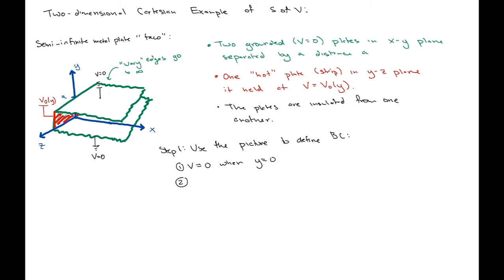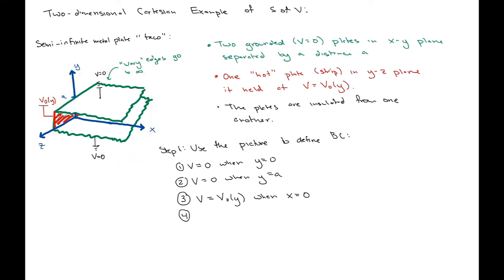Same thing if I go up to this plate here. So if I'm at y equals a, that means I'm somewhere on this green upper plate. So I know the voltage is 0. Okay, that's 2. Here's another boundary condition. I know that the voltage is equal to whatever that hot plate is set at, when x is equal to 0. So when x is equal to 0, I'm going to be over here on this plate.